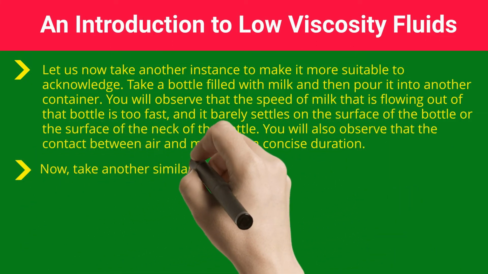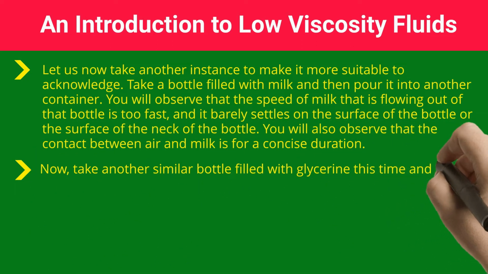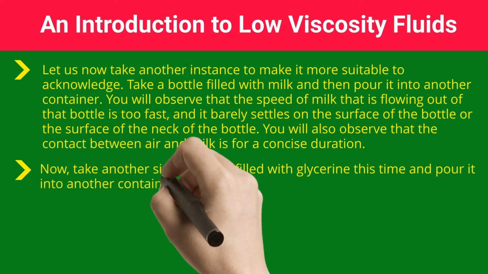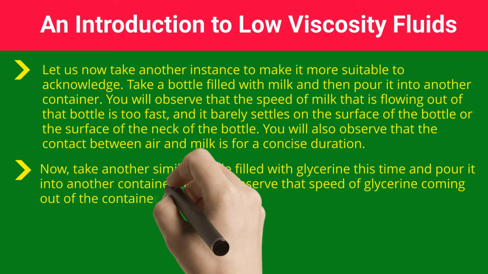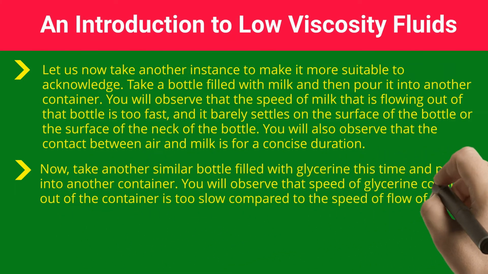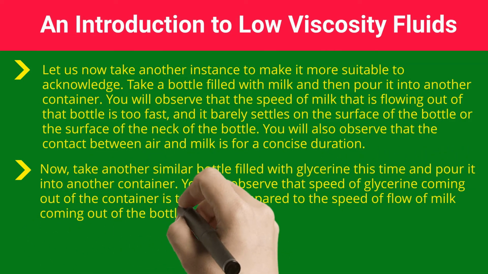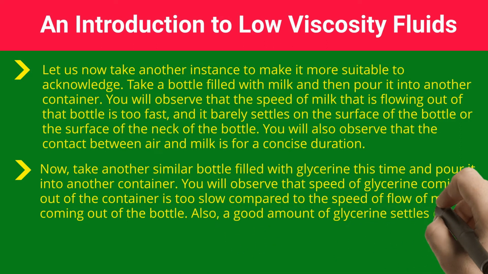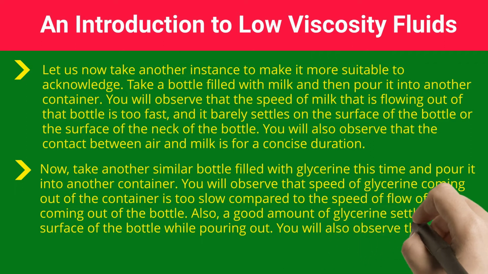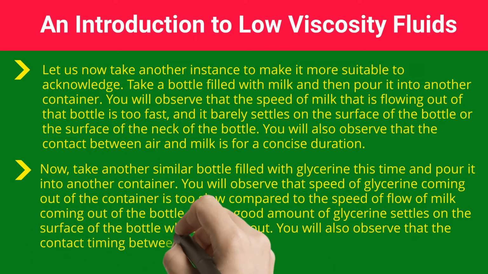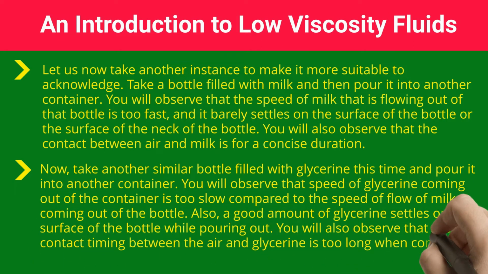Now, take another similar bottle filled with glycerin this time and pour it into another container. You will observe that the speed of glycerin coming out of the container is too slow compared to the speed of flow of milk coming out of the bottle. Also, a good amount of glycerin settles on the surface of the bottle while pouring out. You will also observe that the contact time between the air and glycerin is too long when compared to that of milk and air.